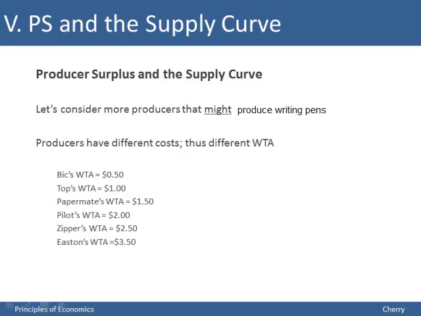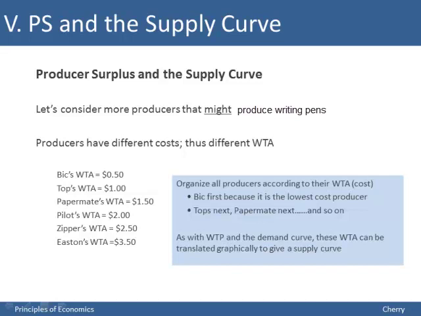Right, so we have Bic, who is the low-cost producer of 50 cents, their willingness to accept. Topps has a willingness to accept of $1. Papermate, they have a willingness to accept or a cost of $1.50, and so forth, all the way down to Easton, who has a willingness to accept or a cost of $3.50.